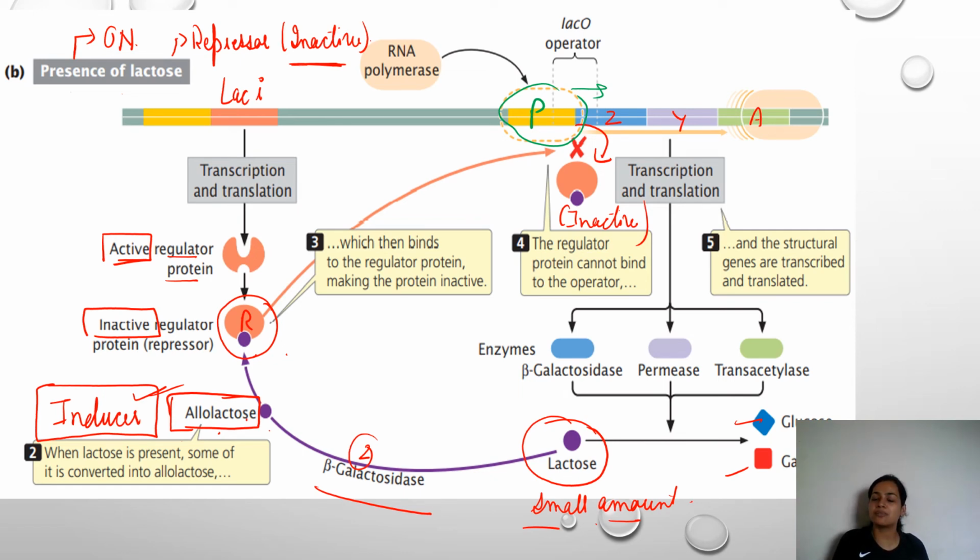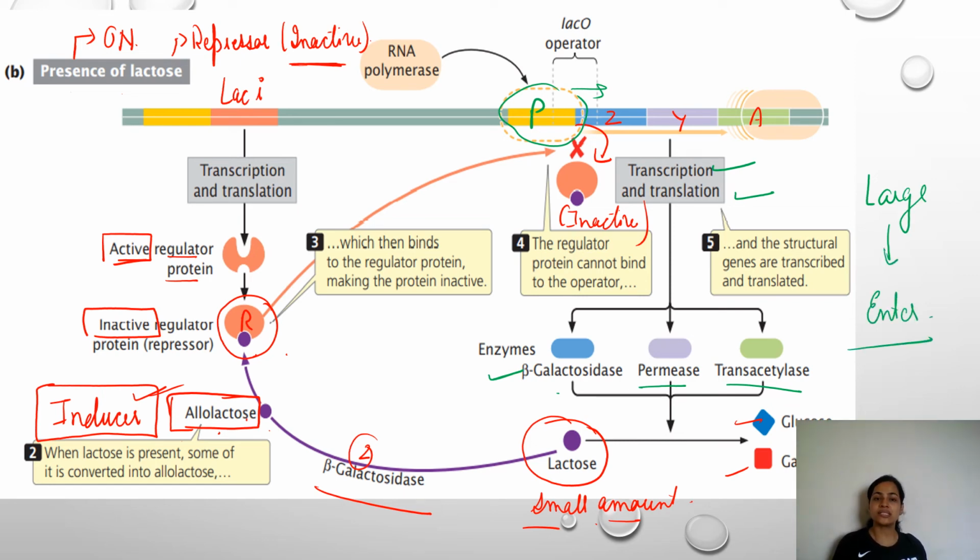There will be transcription of the genes followed by translation, and there will be a huge amount of beta galactosidase enzyme, permease enzyme, and transacetylase enzyme in the cell. Okay, and then what will happen, a large amount of glucose will enter into the cell from the media.